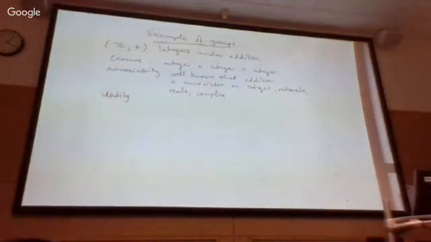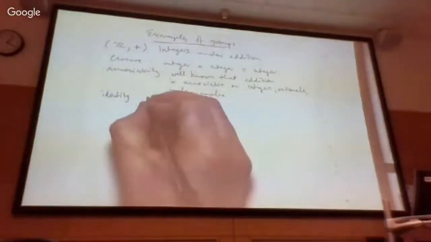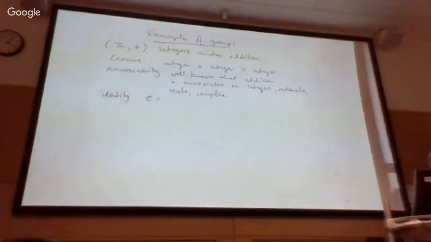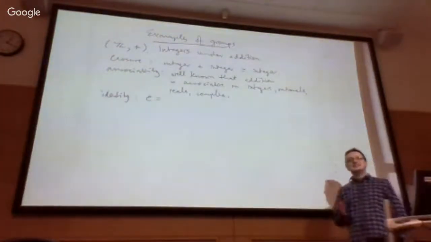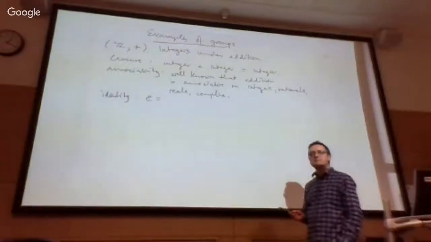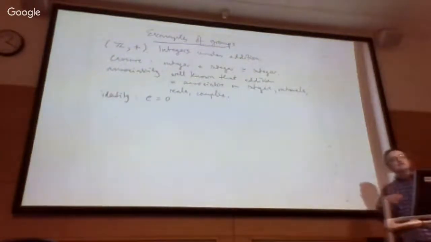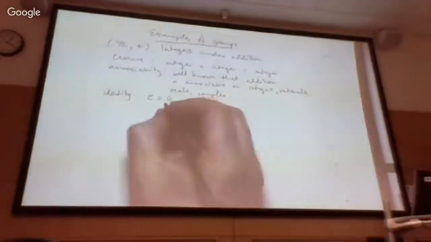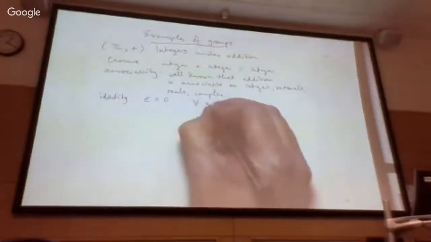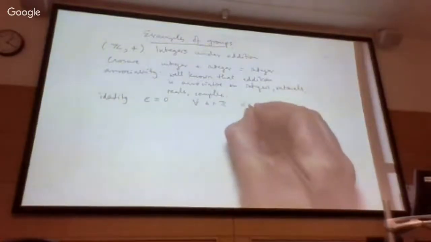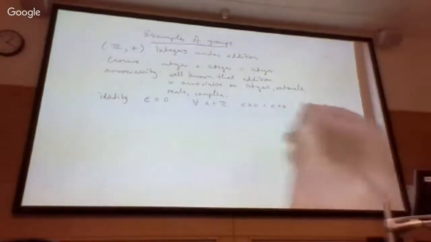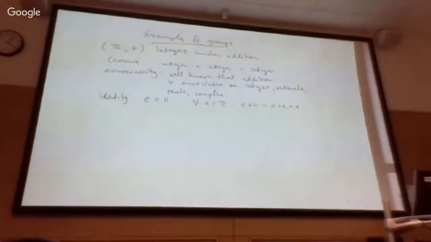So the identity element, what is the identity element here? What is the identity element in this system? Zero, yeah. There is a special integer, and it has the property that when you add it to any integer, it leaves the other integer unchanged. For all integers a, when you add a plus 0, it's always the same as 0 plus a. It's always a.